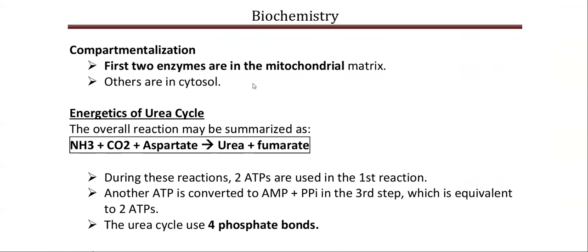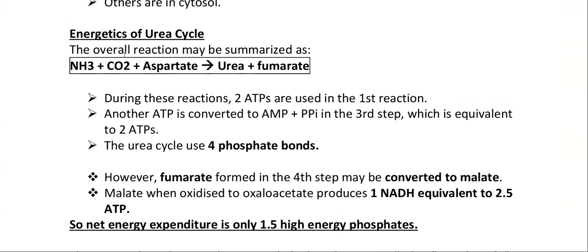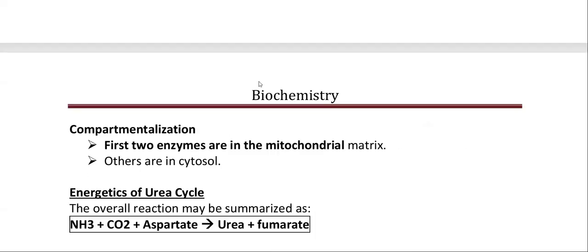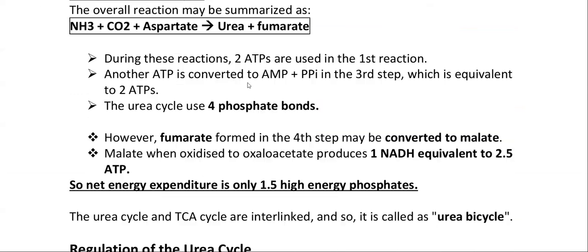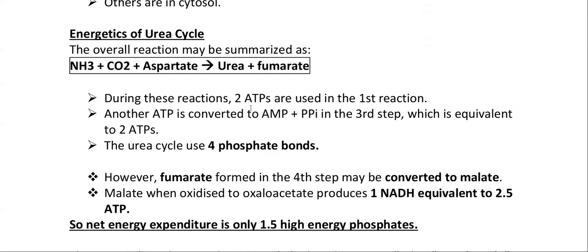Compartmentalization: the first two enzymes are in the mitochondrial matrix, others are in the cytosol. Energetics of the urea cycle: the overall reaction may be summarized as ammonia plus carbon dioxide plus aspartate leading to the formation of urea and fumarate. During these reactions, two ATPs are used in the first reaction. Another ATP is converted into AMP and PPi in the third step, which is equivalent to 2 ATPs. The urea cycle uses 4 phosphate bonds.